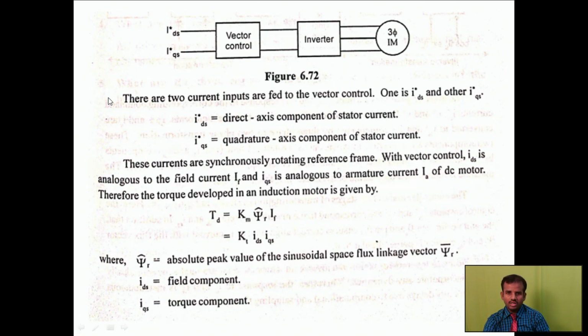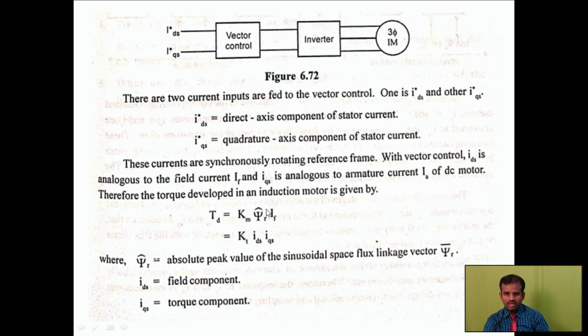So these are the two inputs. One is IDS star, another one is IQS star. IDS star is the direct axis component of stator current, D being the direct axis, and IQS star is the quadrature axis component of stator current. These two currents are in the synchronously rotating reference frame.